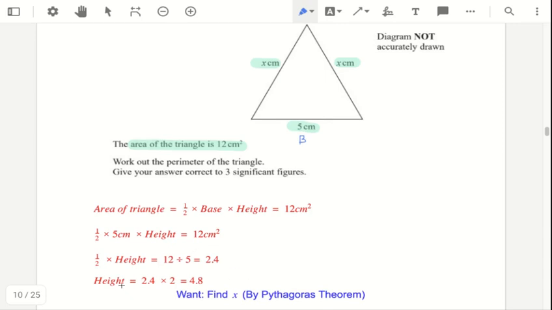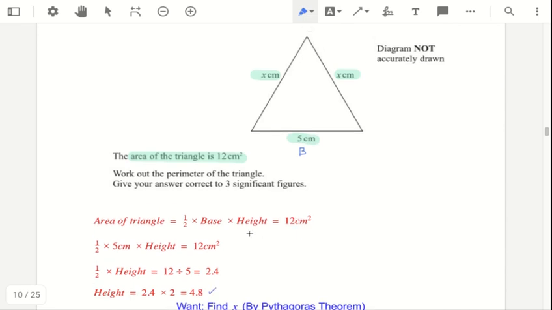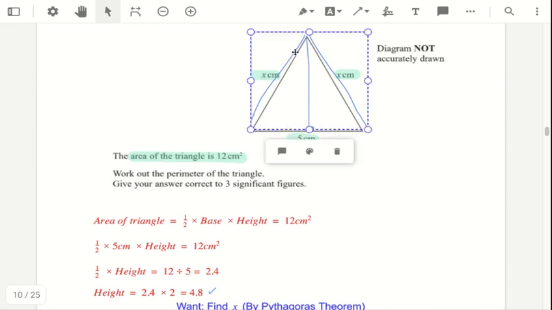So we work out the height, which is 4.8. So height is this. Okay, the perpendicular height always is not this, is not this, is not this. Okay, so it's always the perpendicular height.